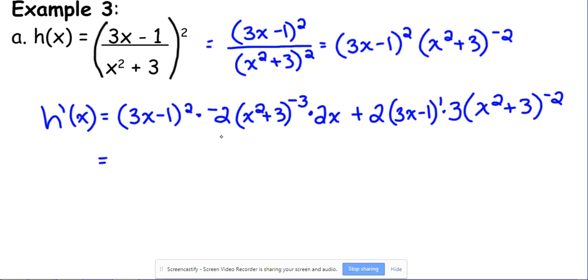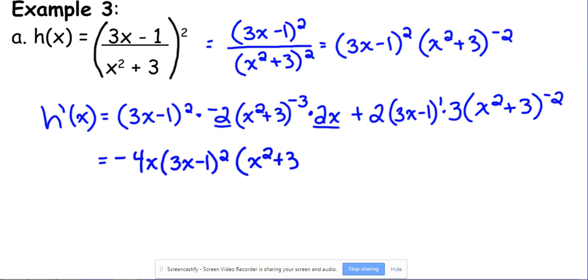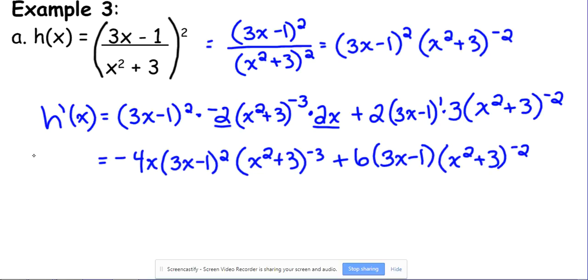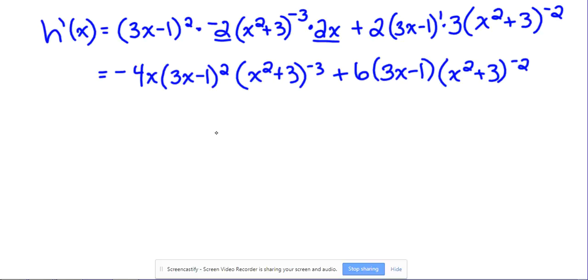So let's see what we've got here. We've got -2 times 2x, so that's -4x. I'm just going to kind of combine like terms as much as I can first, and then we'll look at what we need to factor out. 2 times 3 is 6, and 3x minus 1, and x squared plus 3 to the -2. All right, so what do we have in common here? Well, obviously we can take out a 2. Whether you want to take out a positive or a negative, really that's kind of up to you.